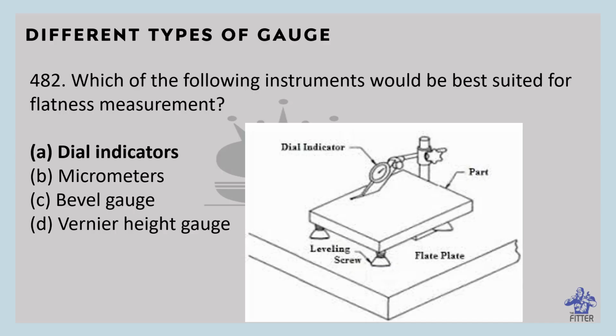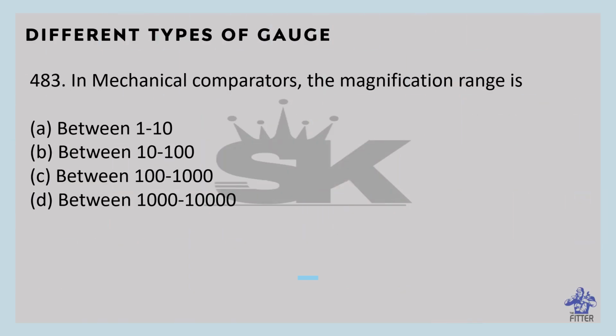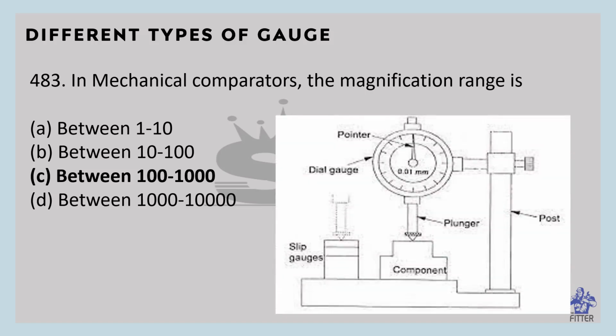So this is the dial indicator method. This is how the dial indicator measures the flatness. In a mechanical comparator, the magnification range is between 100 to 1000. These comparators are relatively cheap and are used mainly for comparative measurement of an external surface. So you can see here the mechanical comparator.